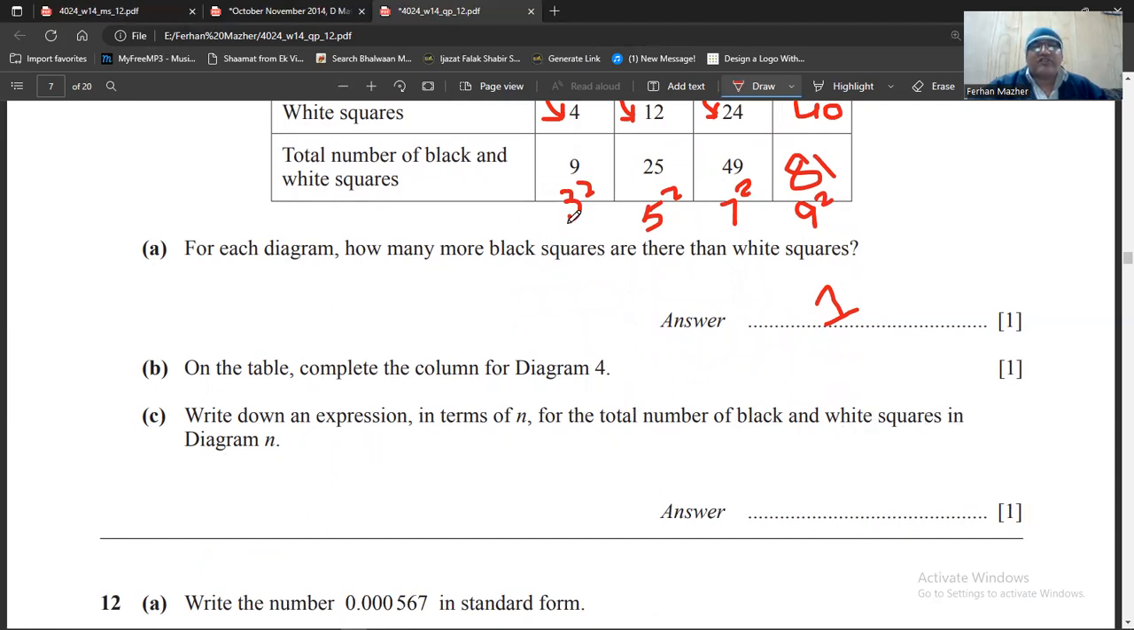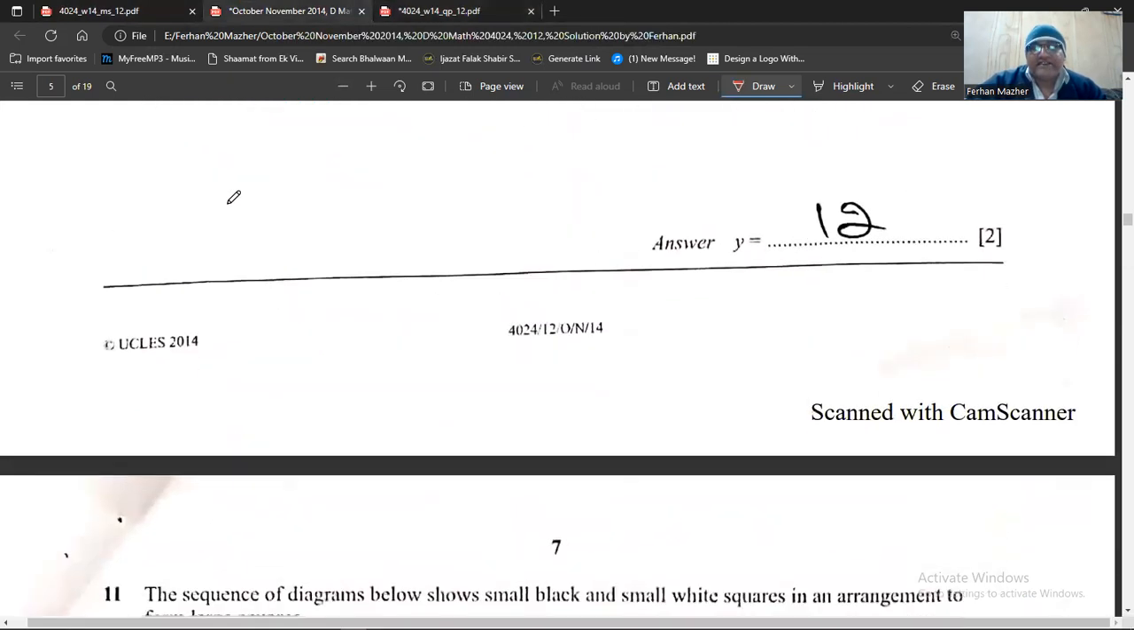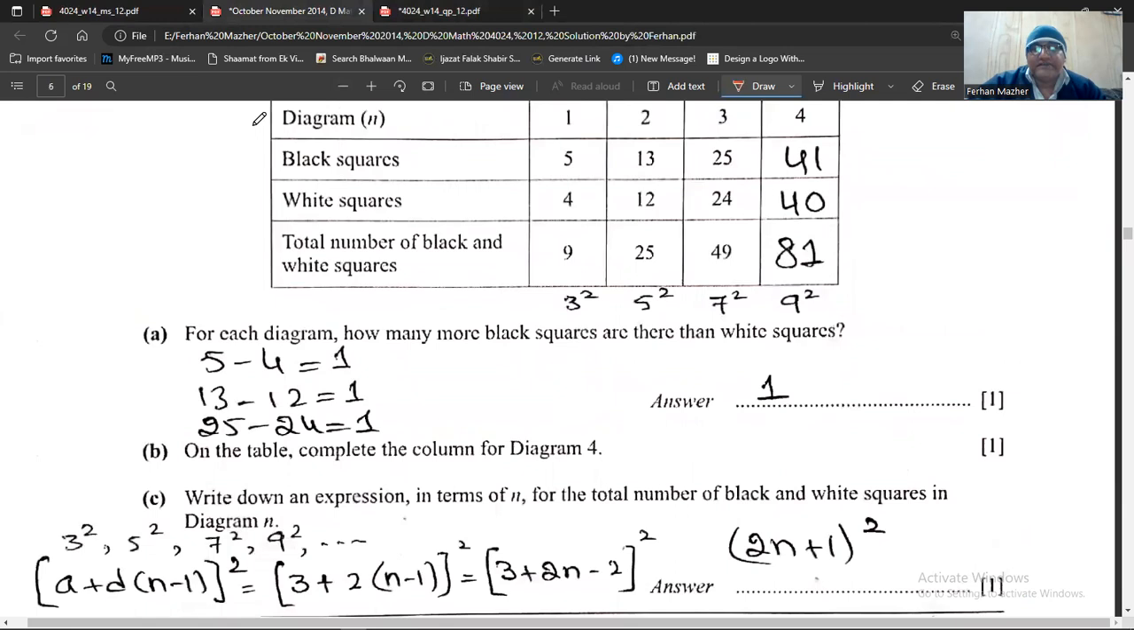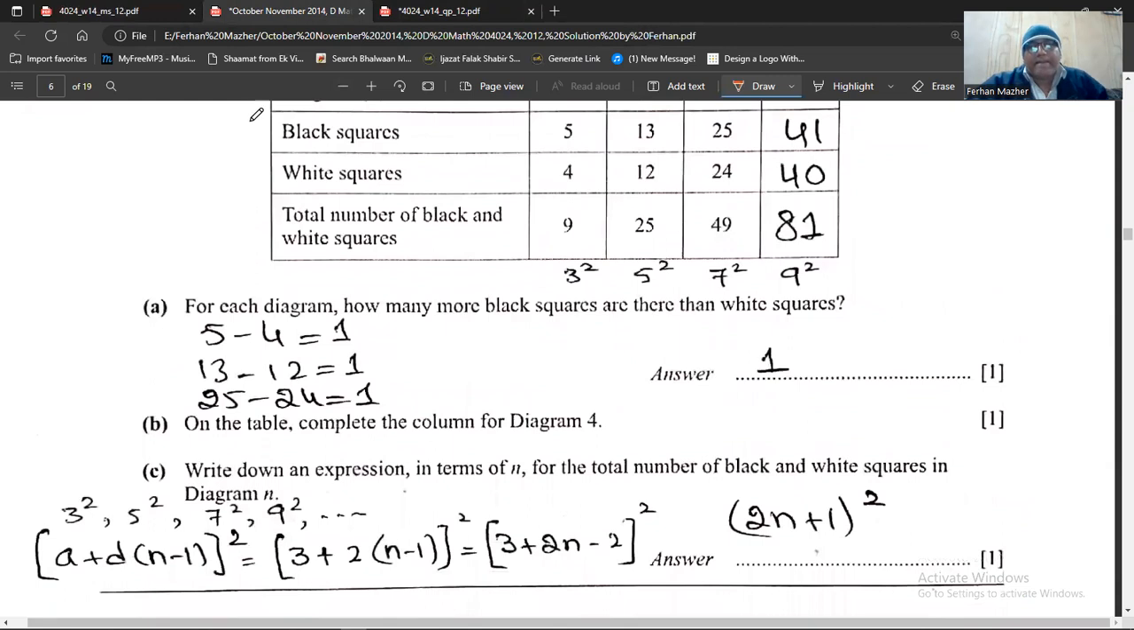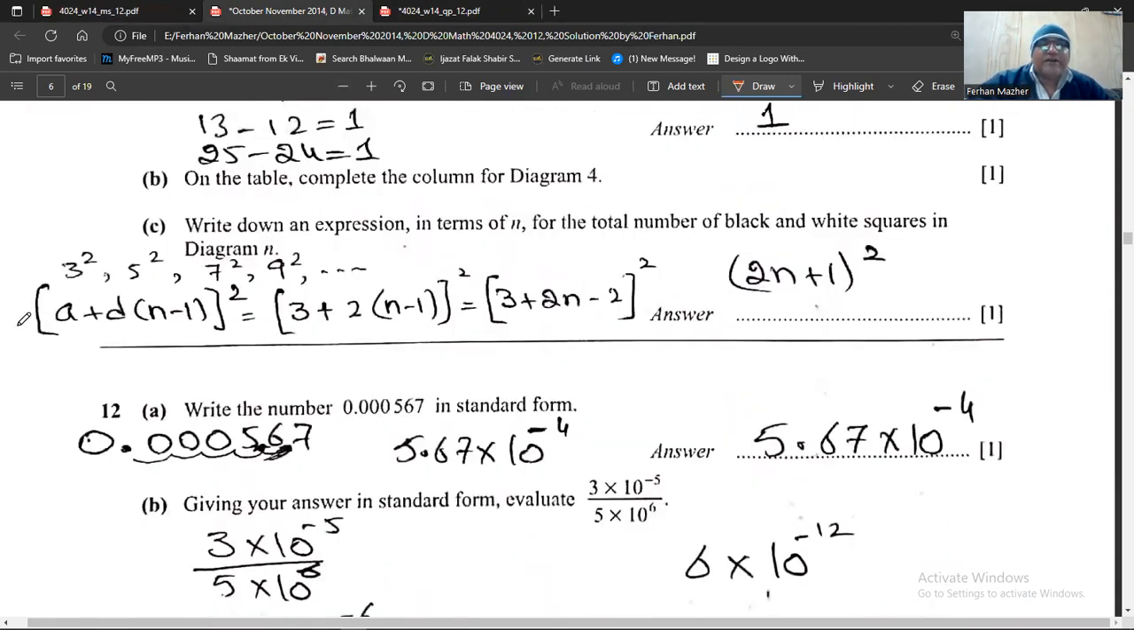Okay, so look at this pattern: 3 square, 5 square, 7 square, 9 square. Basically we have a square on top, and the sequence 3, 5, 7, 9 has a difference of 2. We are on the C part. Because there is a difference of 2 in the base, and I'm talking only about the base, it's an arithmetic sequence and it has a square on it.